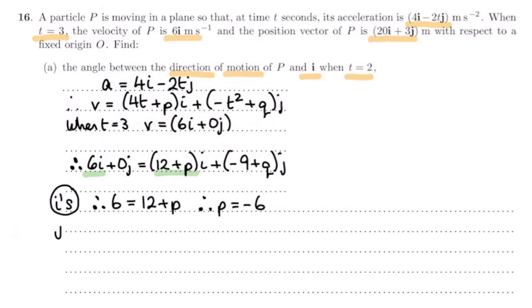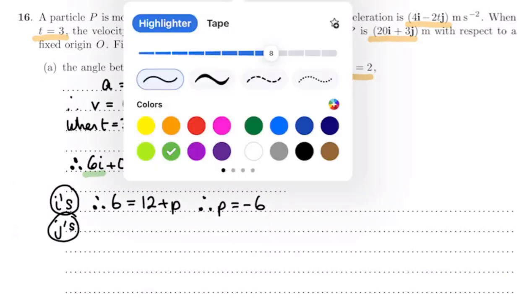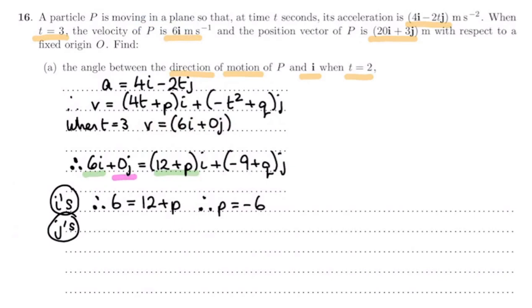And then if I look at the j's, and again I'm just going to highlight those. On the left hand side we've got no j, and on the right hand side we've got minus 9 plus q. I'll write that down. Therefore 0 equals negative 9 plus q, therefore q must equal 9.